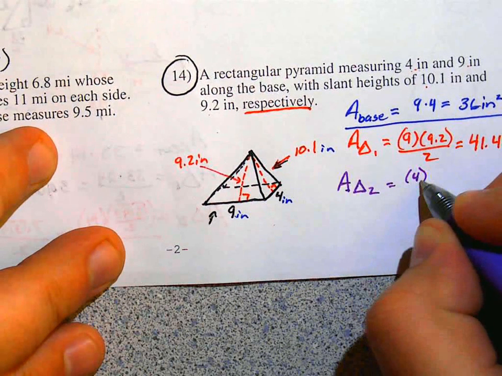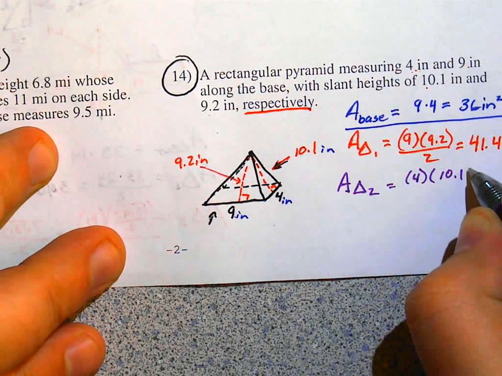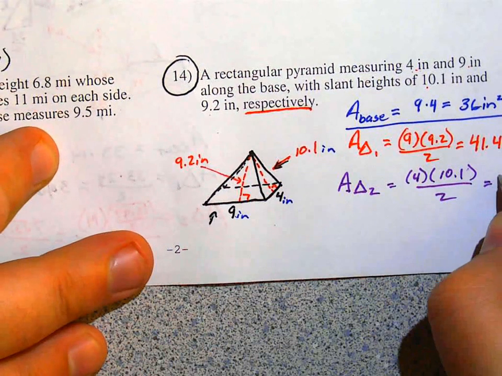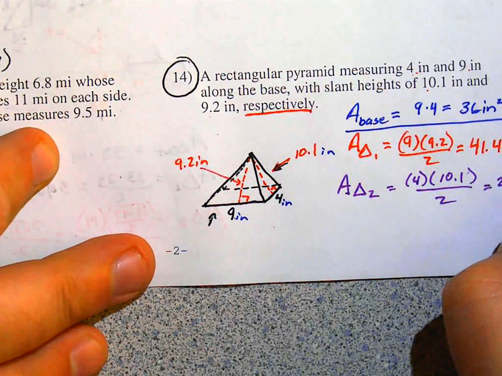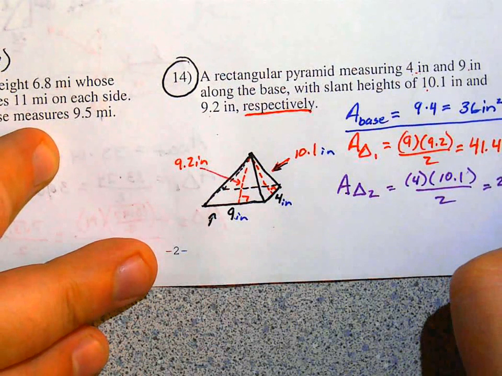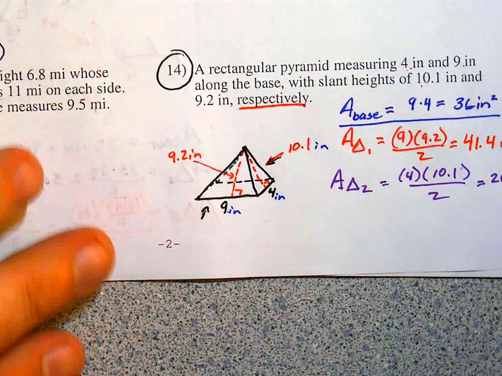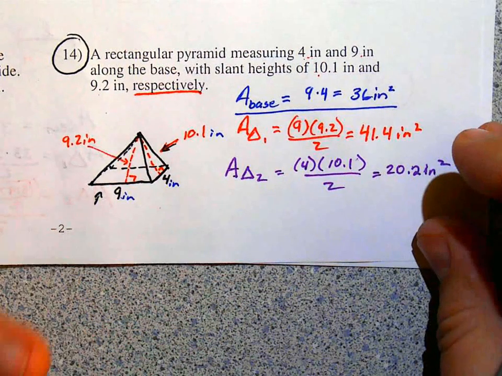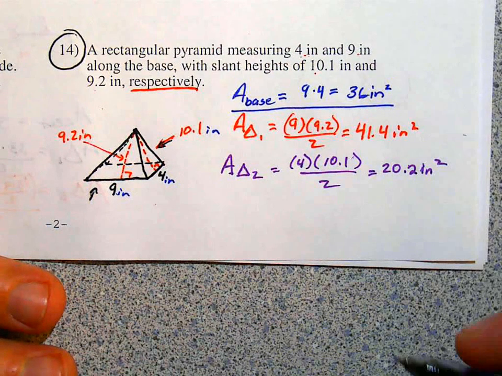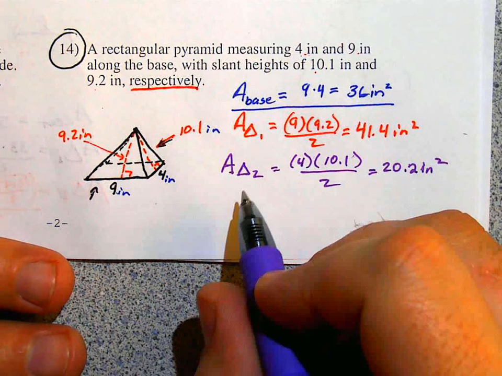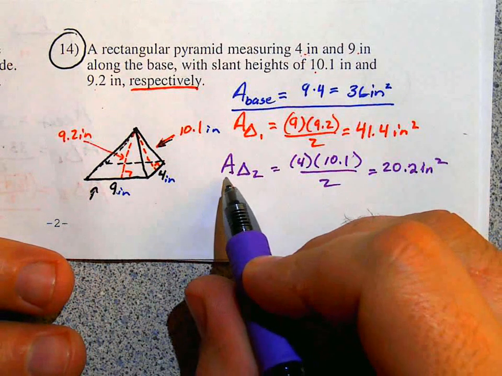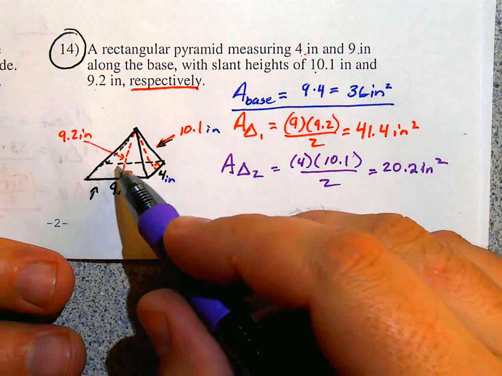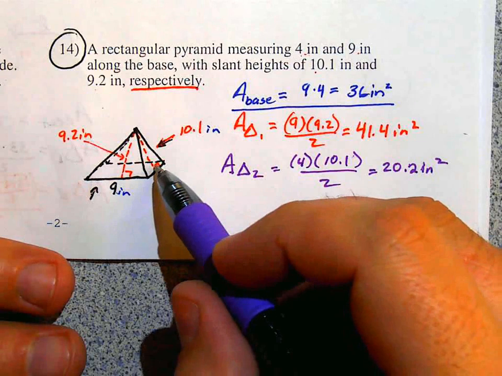Okay, and then the area of triangle 2, which is going to be this thinner one, is going to have a base of 4 and a slant height of 10.1 divided by 2. So that's going to be 20.2 inches squared. I'm sorry that I'm getting off the page here, guys. I know y'all are probably yelling at me. What are you doing, Mr. Conaway?